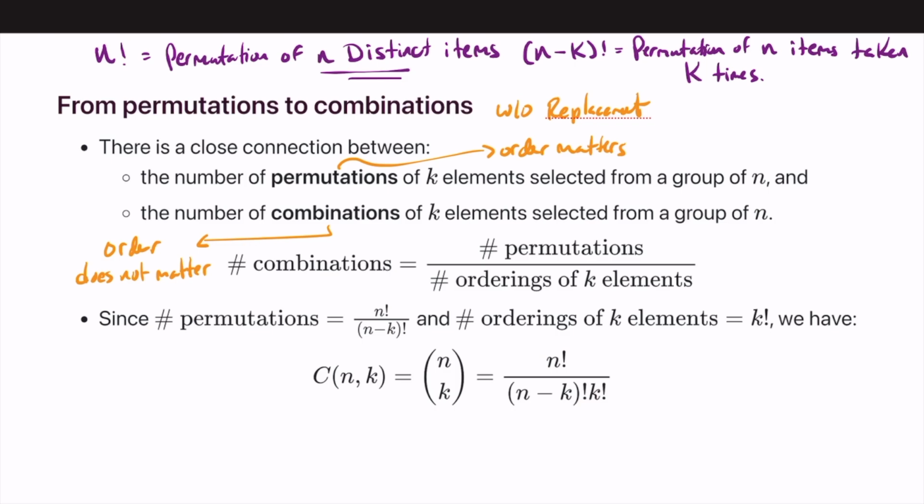But for combinations, we also have this adjustment here. So if we know that permutations, maybe better just to highlight, is this part, then we have this k factorial here. Where does that come from? So that's the ordering of k elements. Now, what does that mean exactly?